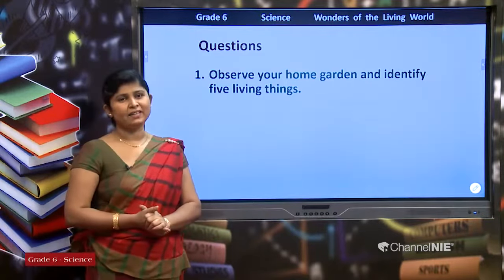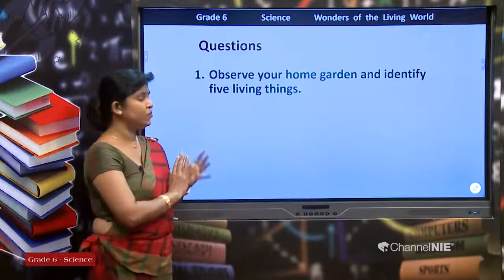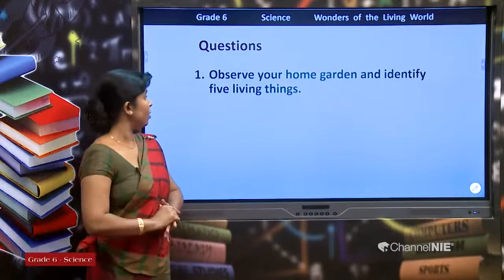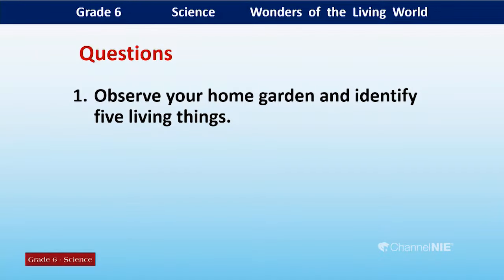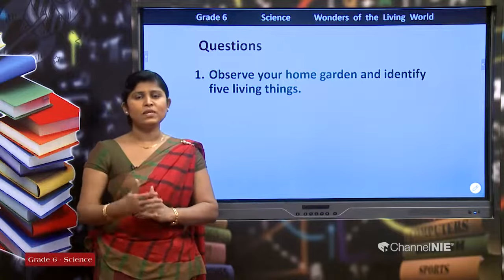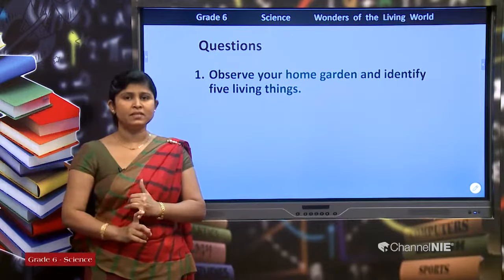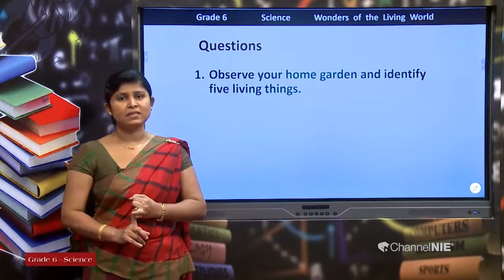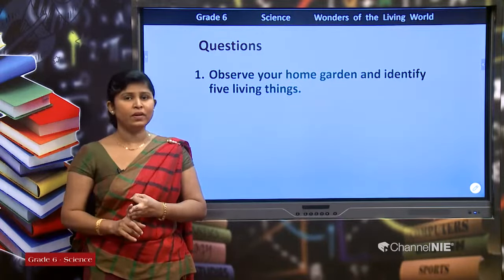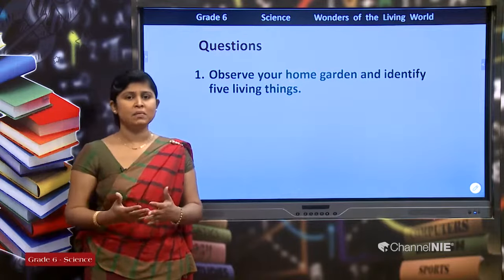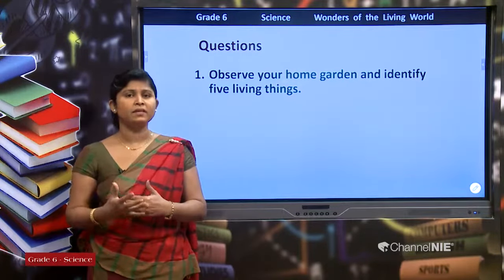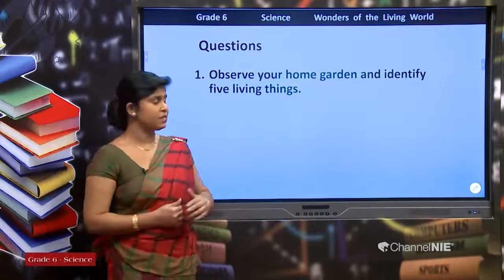Question number 1, right. If you can, it is better to take them down in your writing book. Observe your home garden and identify 5 living things, right. If I give you some examples, you can identify birds, then soil animals, then fish in the pond, and there can be some other animals like dog, cat, parrot, right? Likewise, you can write your answers.